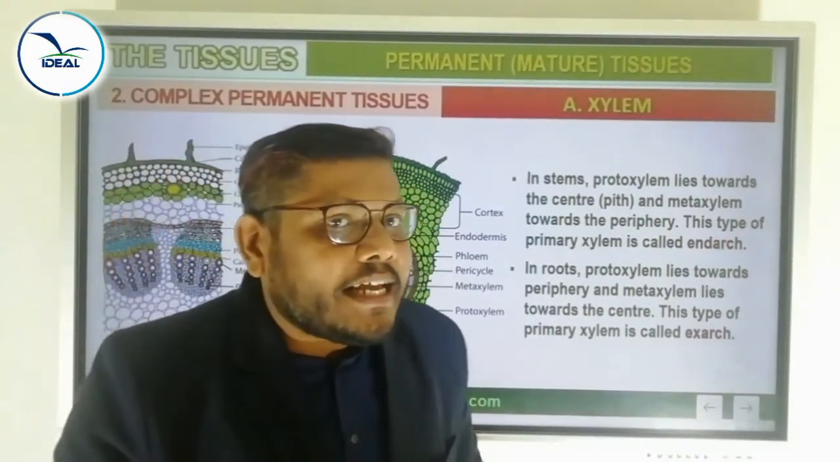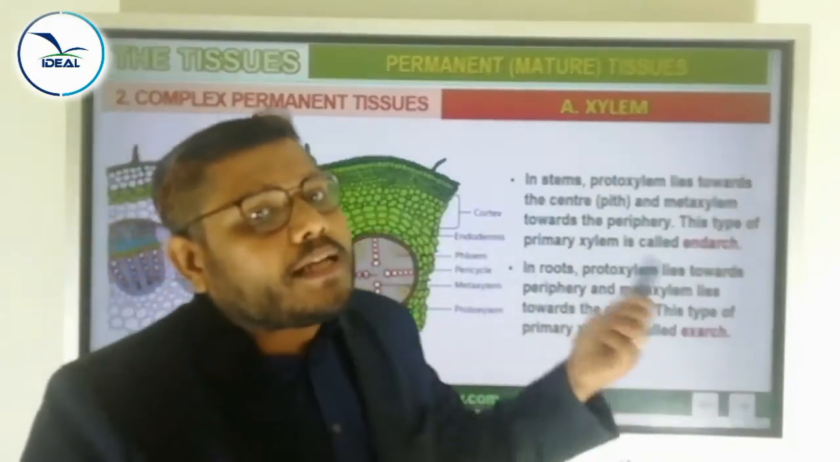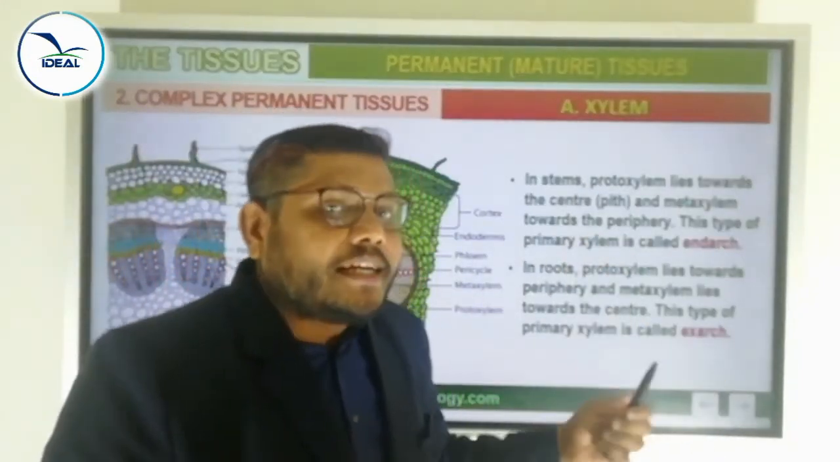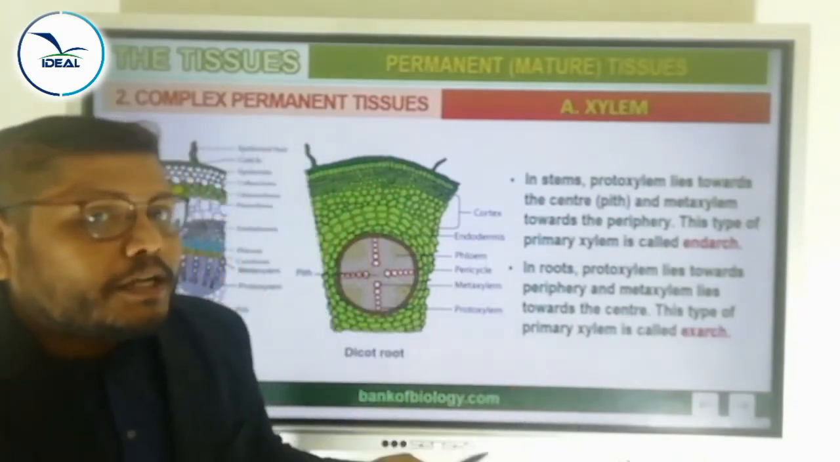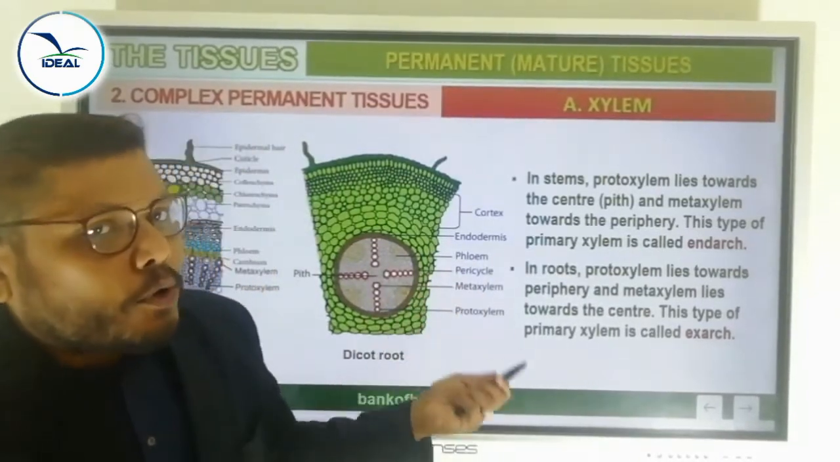What is endarch xylem? In endarch xylem, protoxylem lie towards the center and metaxylem towards the periphery. That is called endarch xylem. That particular xylem we can see in all stem. That is dicot stem and monocot stem.